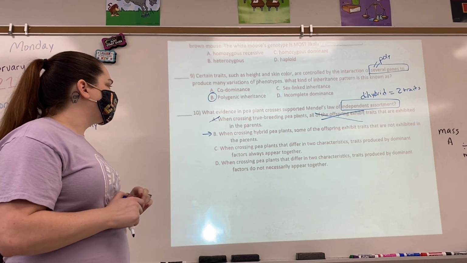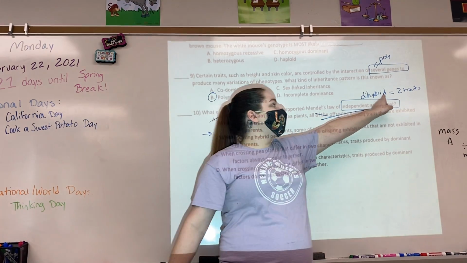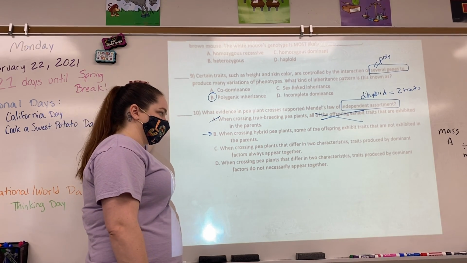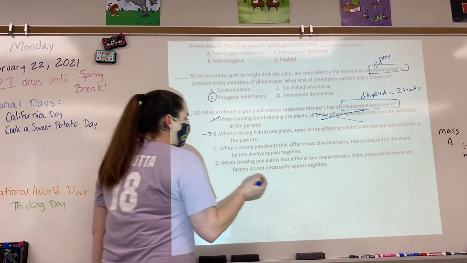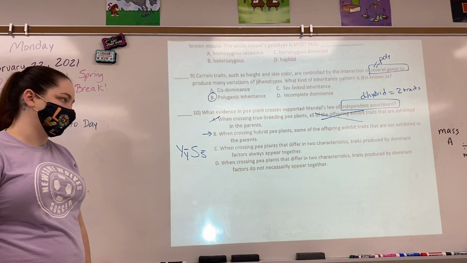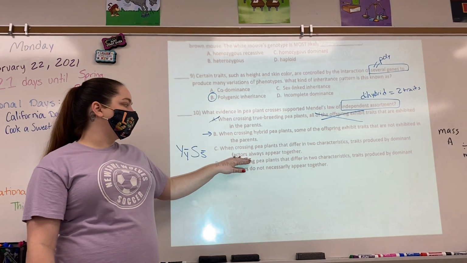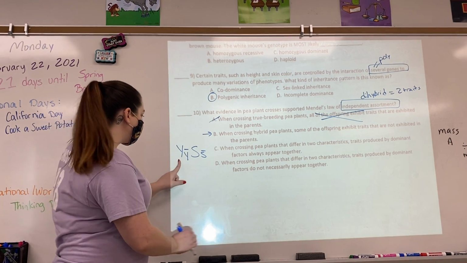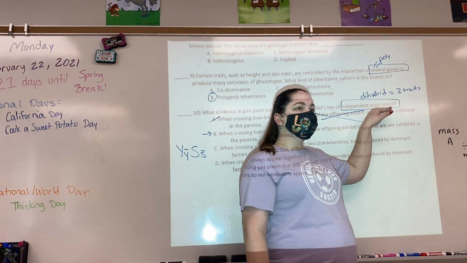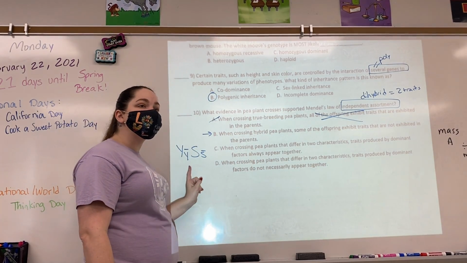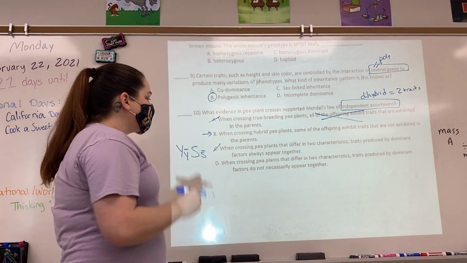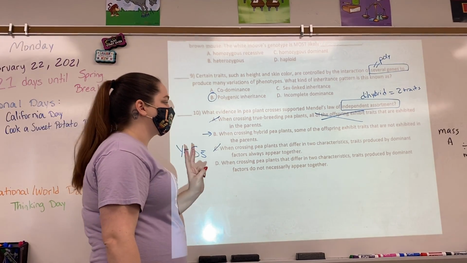Letter C, when crossing pea plants that differ in two characteristics, so I'm talking about my dihybrid, so that part's good. Traits produced by dominant factors always appear together. So if I have two traits, so let's go back to our Y's and our S's. So if I have two traits, and let's say I have my heterozygous genotype, are my two dominant factors appearing together? So is this capital Y next to my capital S? No, it is not, because what independent assortment says is that your characteristics, your chromosomes, your traits are going to line up independently of each other. So they're not always going to be next to each other. So that is incorrect.